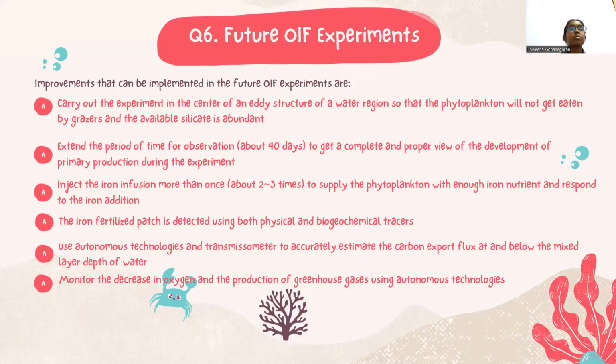And fifthly, use autonomous technologies and a transmissometer to accurately estimate the carbon export flux at and below the mixed layer depth of water. And last but not least, monitor the decrease in oxygen and the production of greenhouse gases using autonomous technologies.